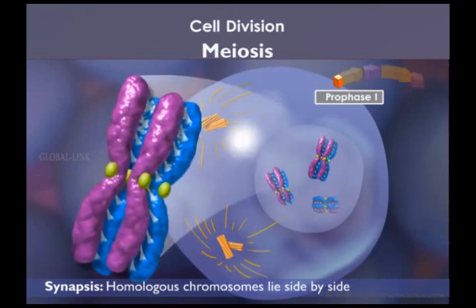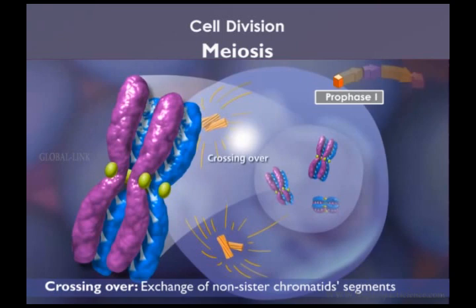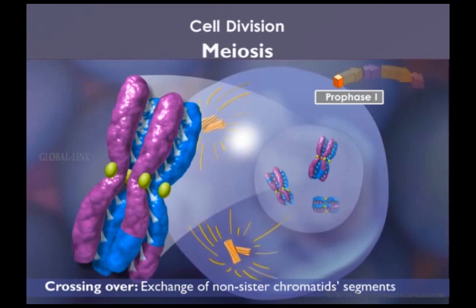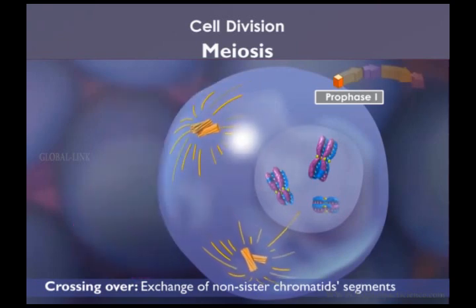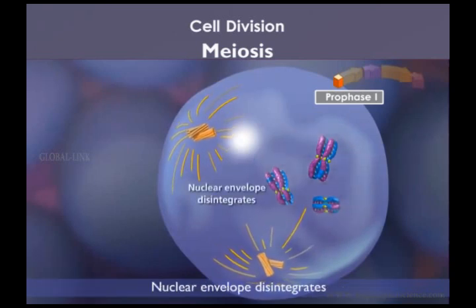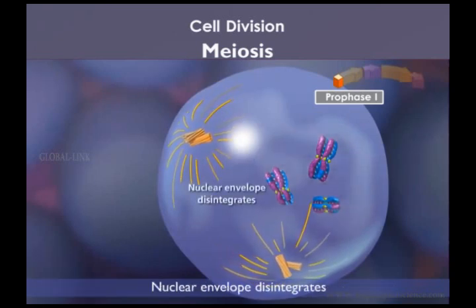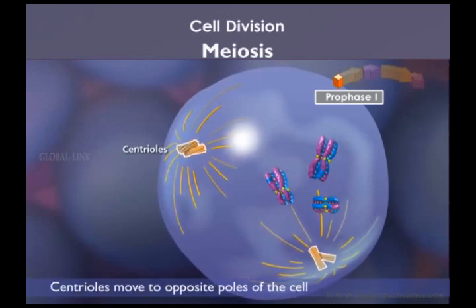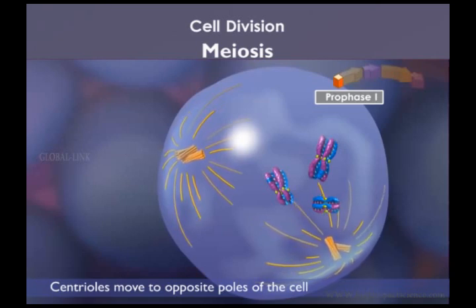Once this happens, the second event, called crossing over, can occur. During crossing over, a physical exchange of chromosome segments of non-sister chromatids occurs, which increases genetic diversity. Prophase I concludes with the disintegration of the nuclear envelope as the duplicated centriole pairs move to opposite poles of the cell while extending the spindle fibers.